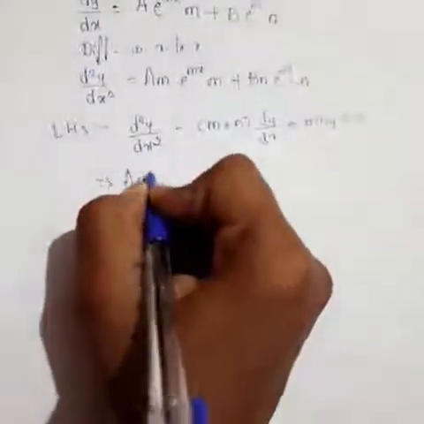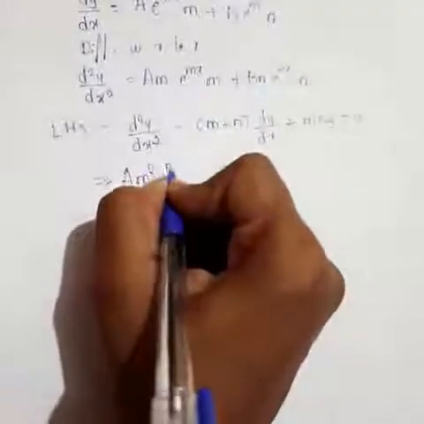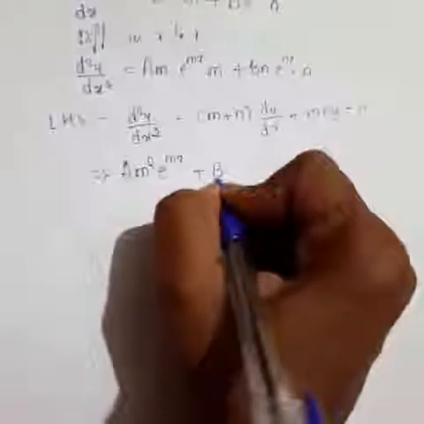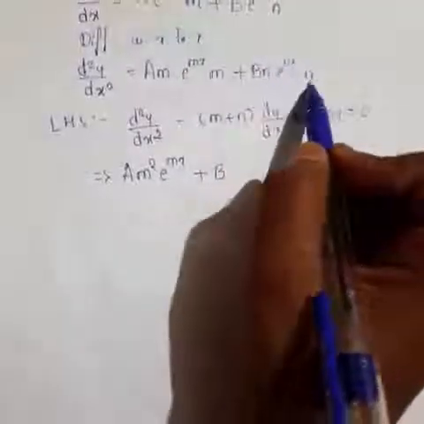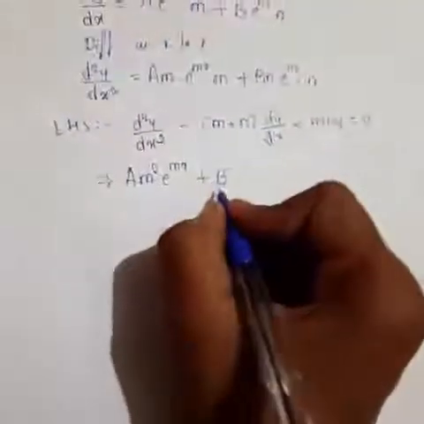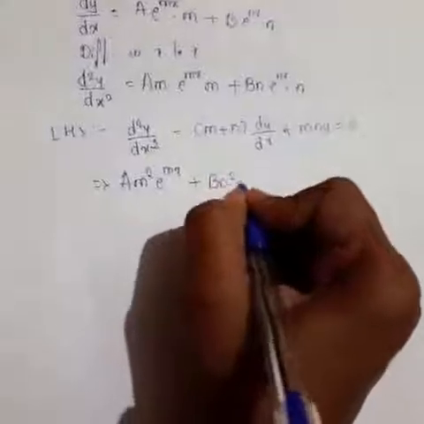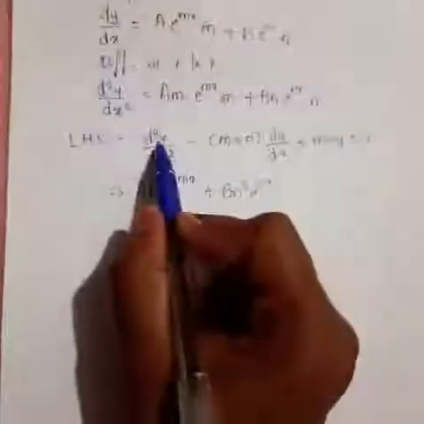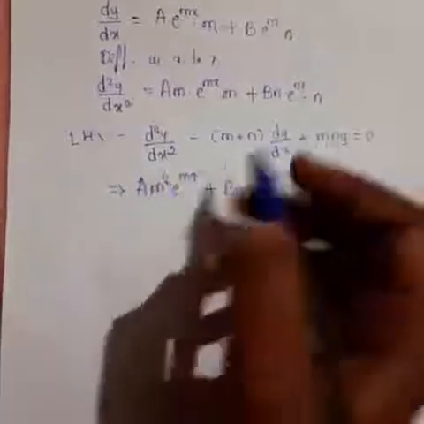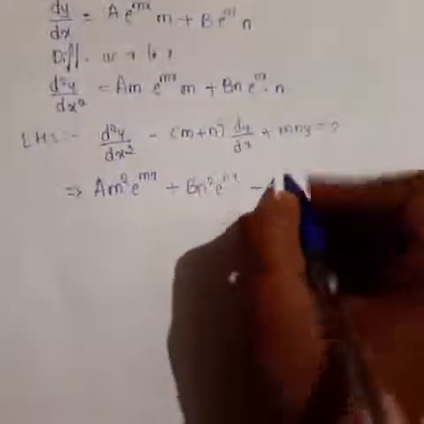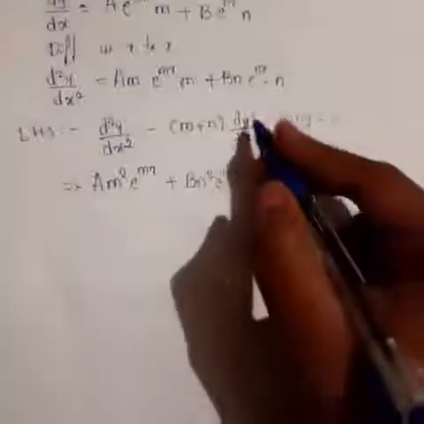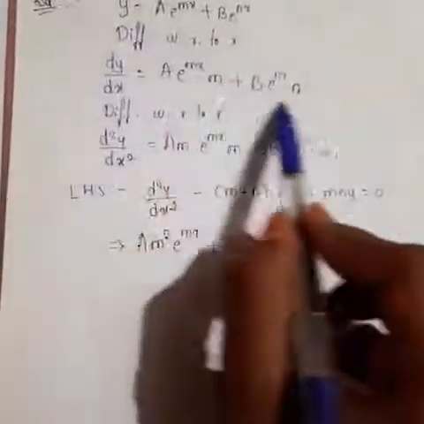Directly m square e raised to mx plus, here also in the second term 2 times n is there, n into n means n square. n square e raised to nx. This is what? d square y by dx square value. Next, minus is as it is, (m plus n) is as it is, dy by dx value. dy by dx value is this.